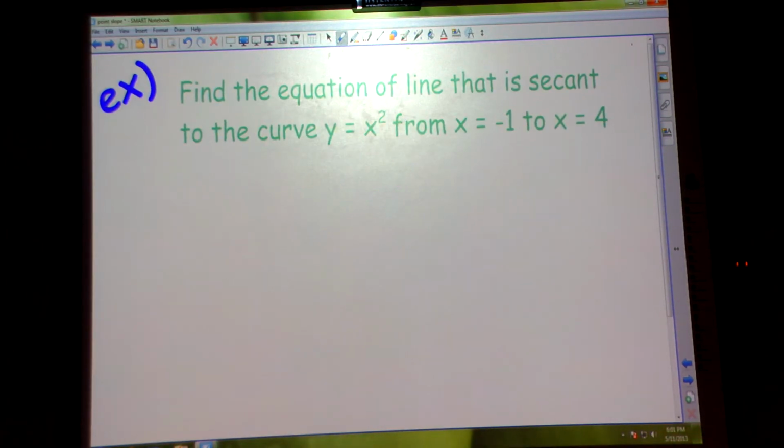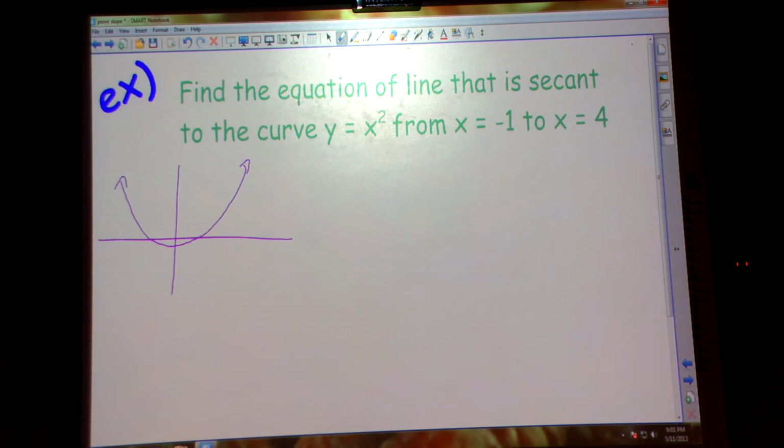Now this is a good question. I gave you a few of these on your practice handout. I want an equation that is secant to the curve. So here's what's going on here. I know I have x squared, and I have x at -1 and at 4. I want that line that's secant to the curve. Okay? We really don't have 2 points, but we can find them.